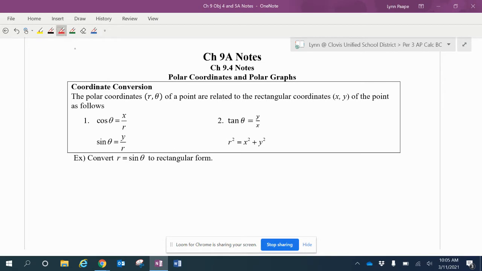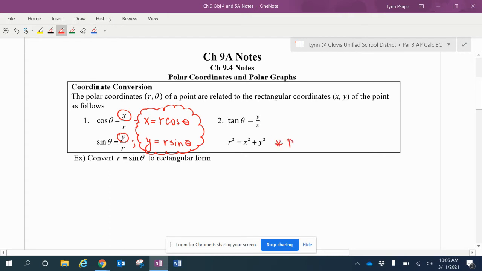So our first review idea here is that cosine theta is equal to x over r. We also use it where we have x isolated as well. So if I multiply the r to the other side, then I would get x is equal to r cosine theta. And then sine theta is y over r, and our isolation for y, so multiply the r over, we would get y equals r sine of theta. And this is actually the format we'll use the most in terms of our calculus concepts where we apply them. And then tangent theta is equal to y over x.